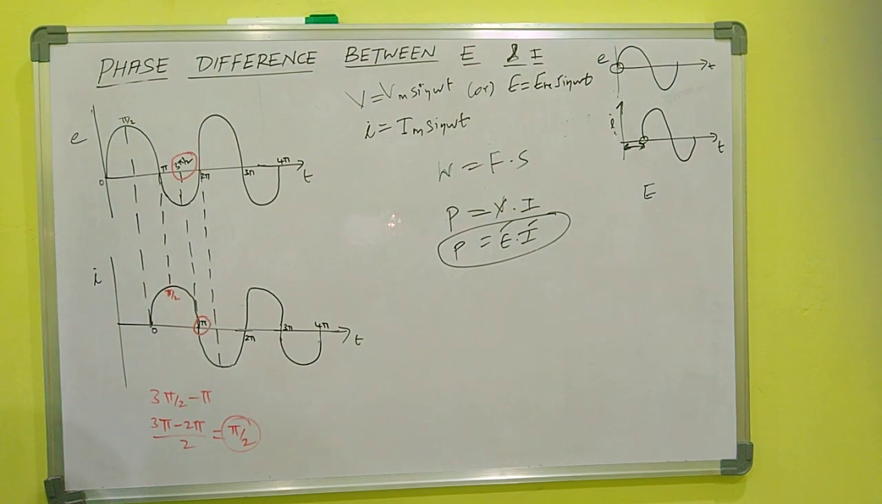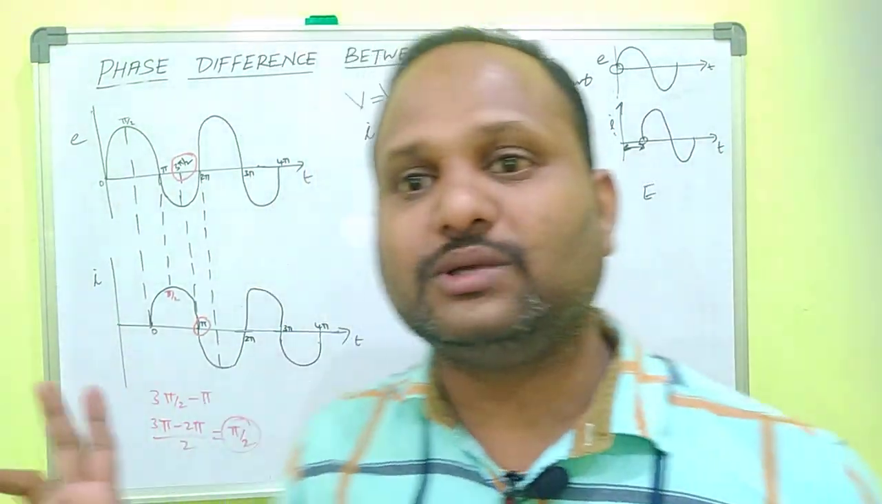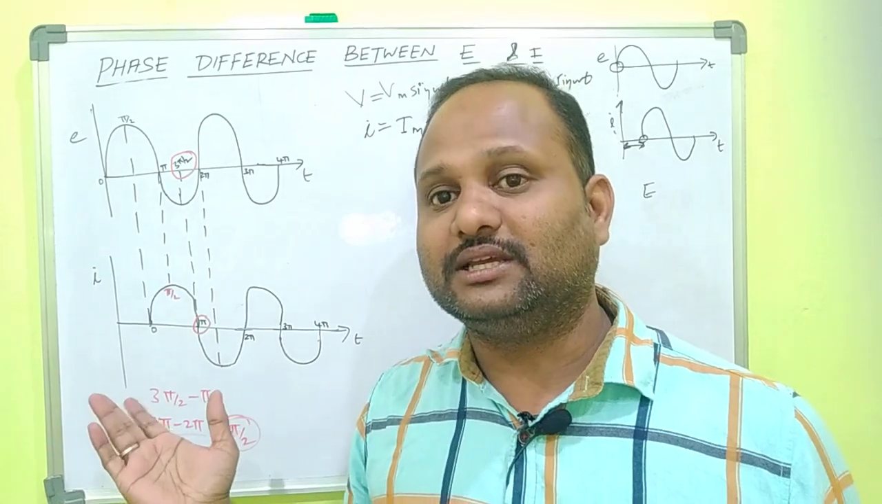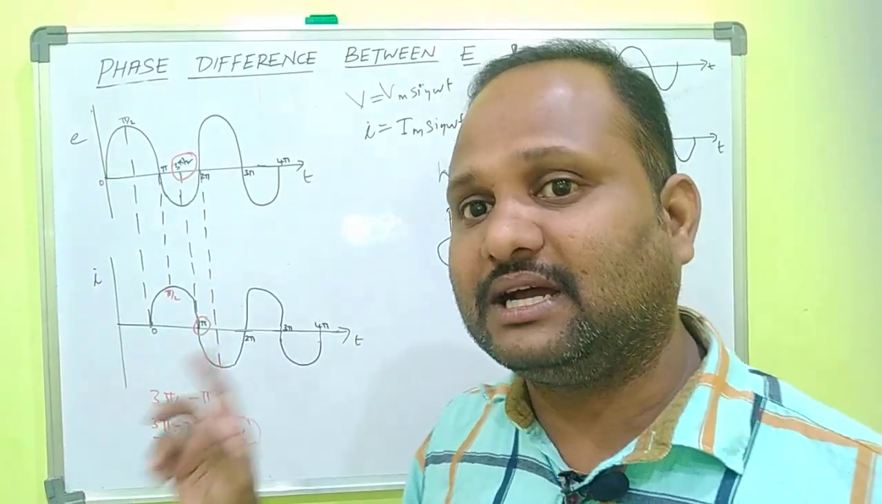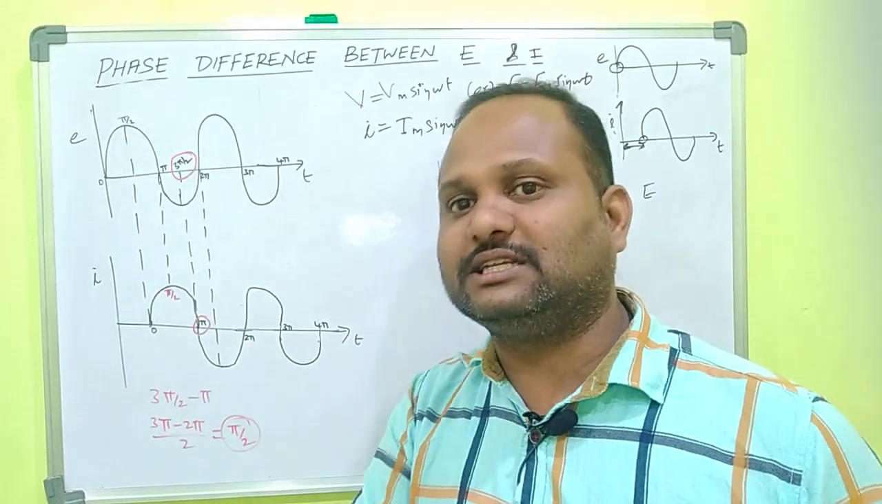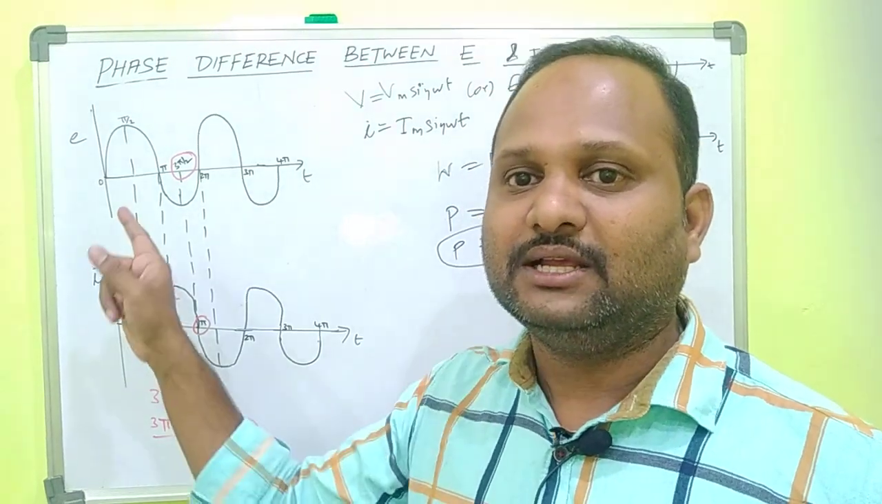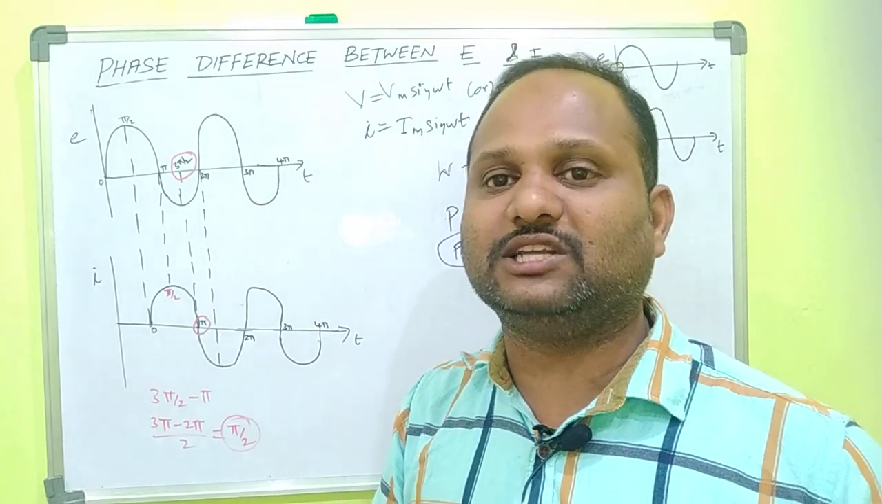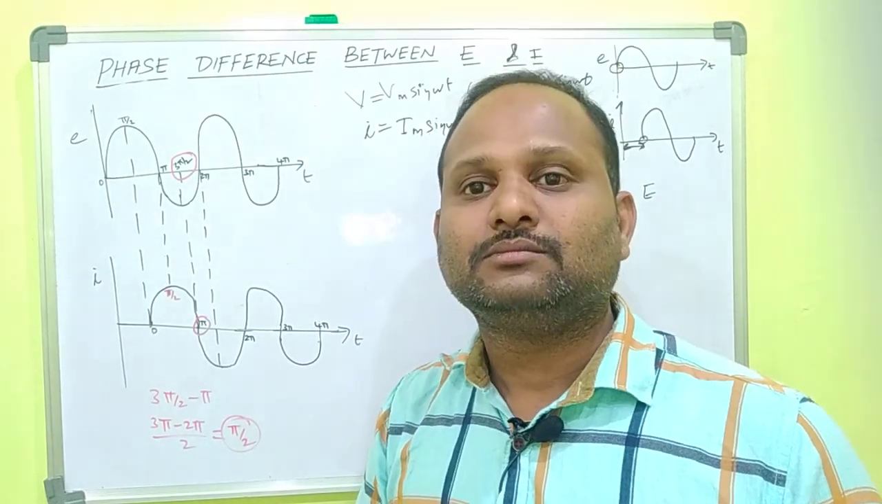Yes, you can measure anywhere between the two graphs. Anywhere you measure, it gives a phase difference of pi by 2, because there is a constant phase difference between the current and voltage. Here the voltage leads the current by the phase angle pi by 2, or the current lags behind the voltage by the phase angle pi by 2. You can measure anywhere.